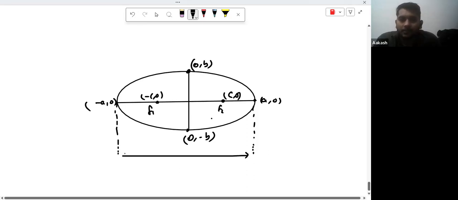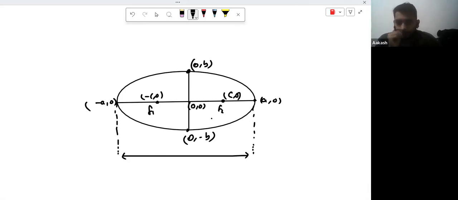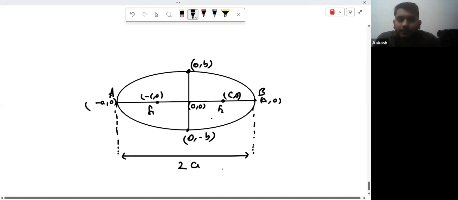This total distance, can anyone tell me? If this is the origin, we have to find the distance of the major axis. Suppose I name this A and B. So you have to tell me AB. How much is AB? 2A. Very good. The length is 2A.